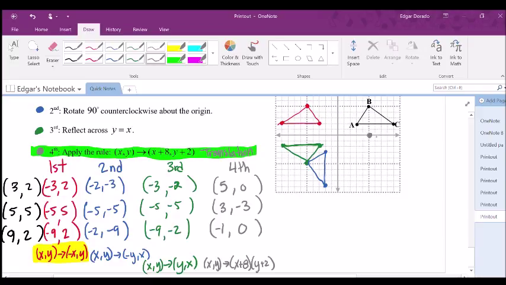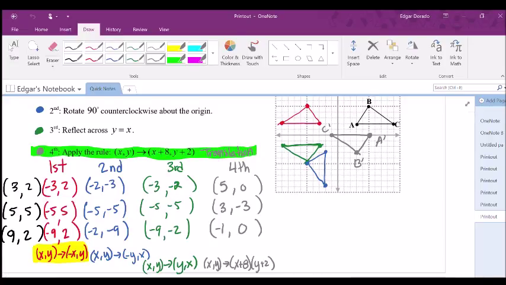So my final coordinates for this are going to be 5, comma 0. This is going to be my A prime. 3, comma negative 3 is my B prime. And my C prime is negative 1, comma 0. This is my final diagram.